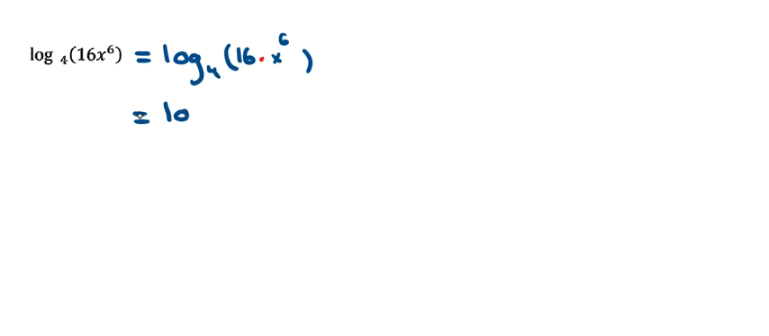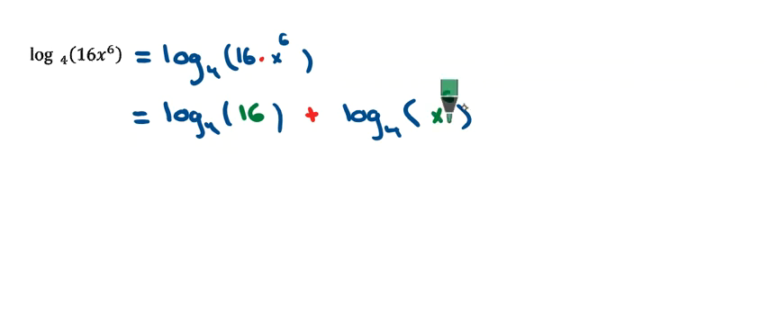So let's start out with log base 4 of blank added to another copy of log base 4 of blank. Now, from that video discussing the product, quotient, and power properties, we know that the first factor, which is 16, is going to go inside our first log, and the second factor, which is x to the 6th, is going to go inside our second log.